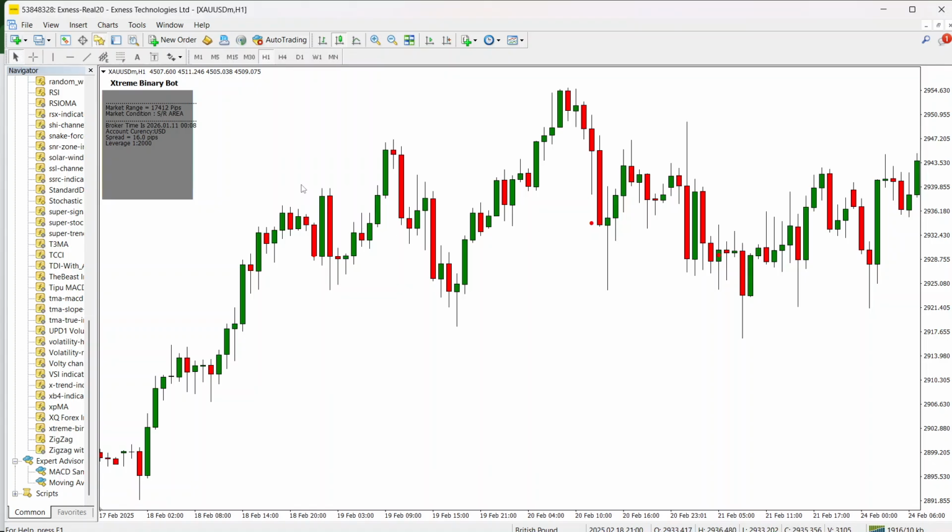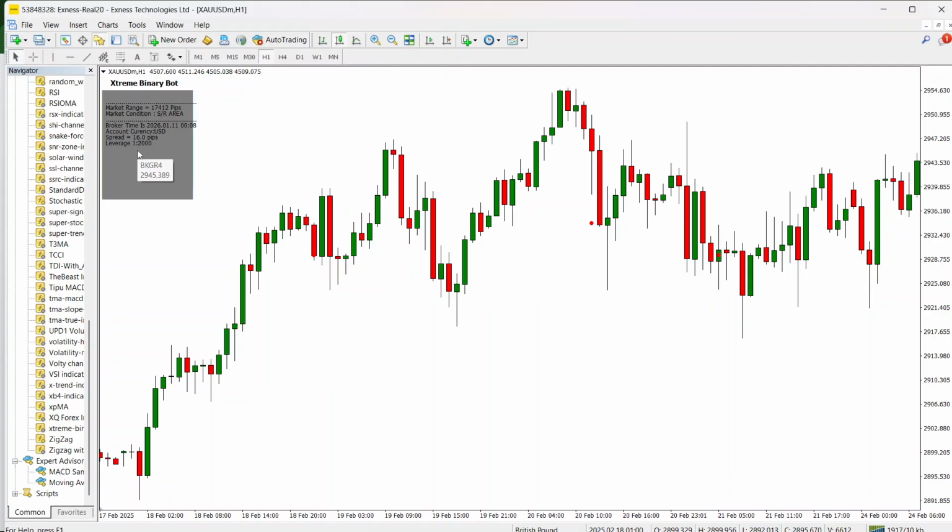The dialog box displays market range, showing the current range of the move, market condition telling if the current trade is suitable for trading, broker time, account currency, spreads representing the current forex pairs, bid/ask price, and leverage illustrating the account leverage.